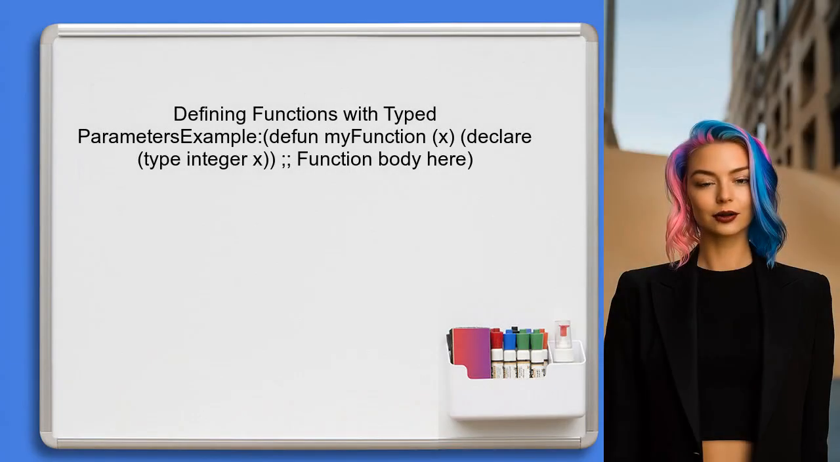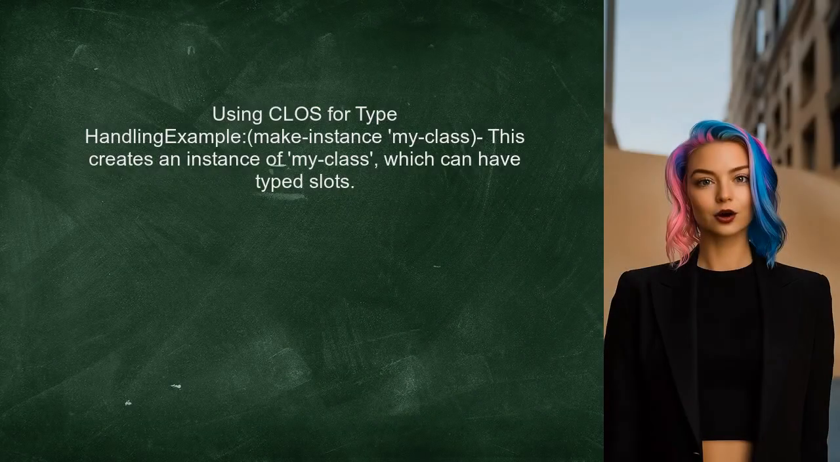Additionally, the user can define functions with typed parameters. This is done by using the declare statement within the function definition. For instance, declare type integer x can be included in the function to specify that x should be an integer. Lastly, the user can utilize the Common Lisp Object System, or CLOS, to work with types as classes. The user can create an instance of a class using make-instance, which allows for more structured type handling.